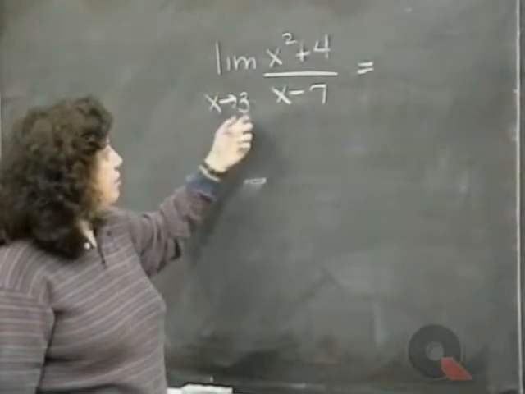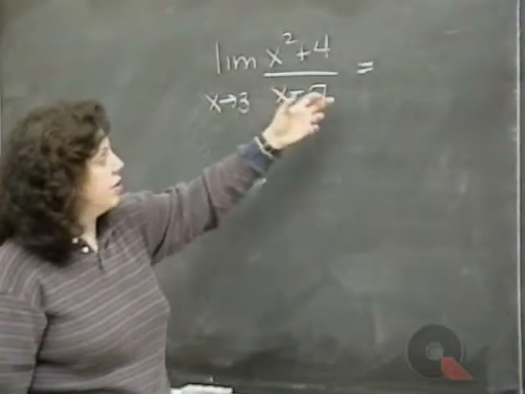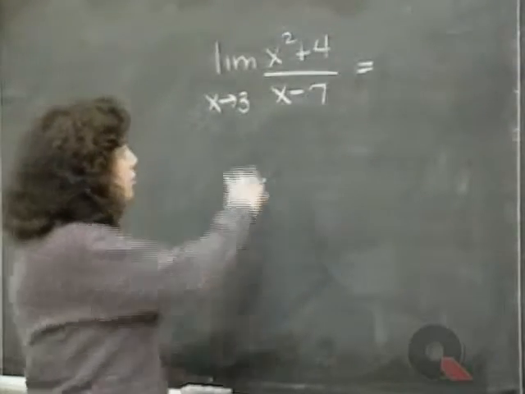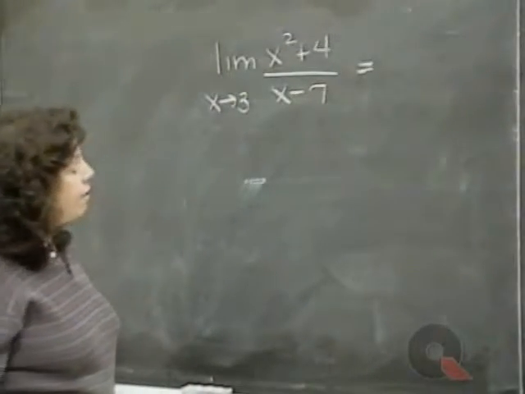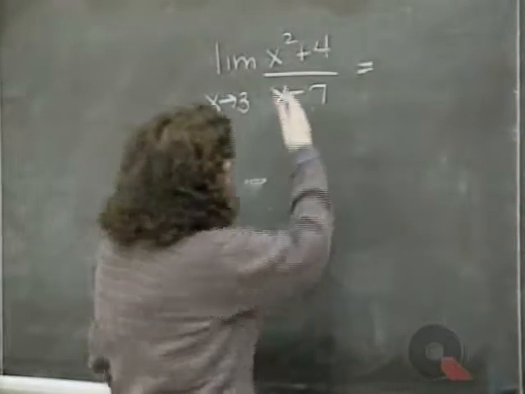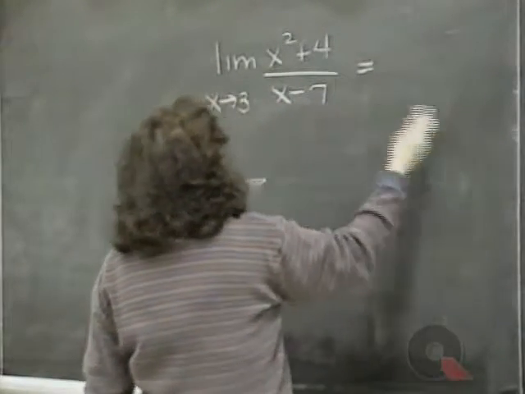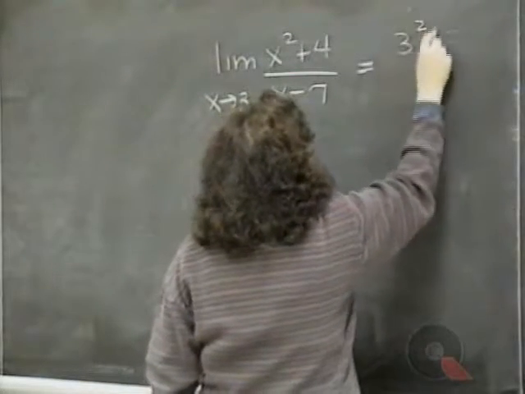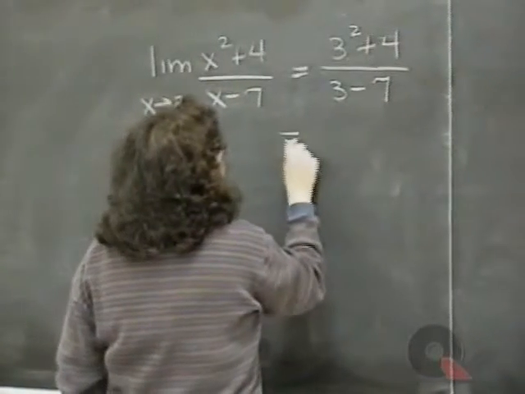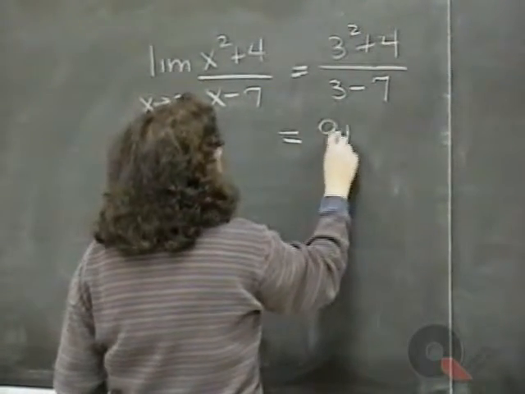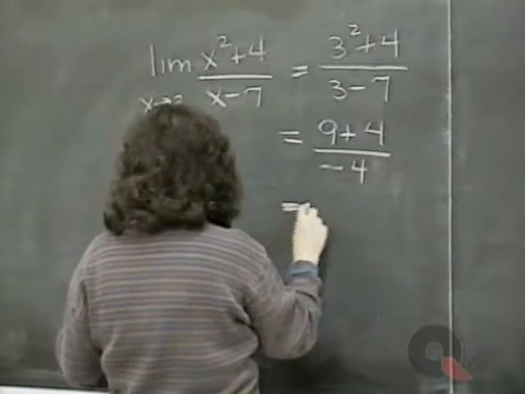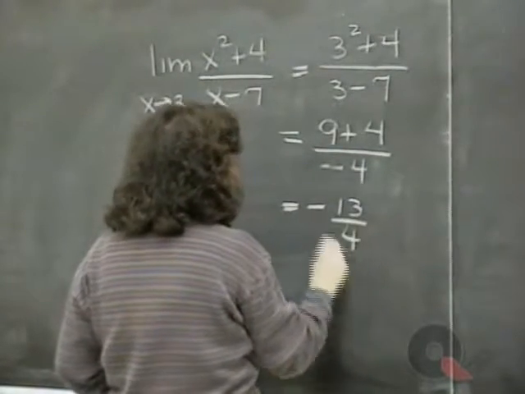So it's certainly continuous at 3, and if you want to find the limit of a function as x approaches 3, it's a continuous function, all you have to do is substitute x equals 3 in. You can find this limit by substitution because it's a continuous function. The limit of x squared plus 4 over x minus 7 as x approaches 3 is 3 squared plus 4 over 3 minus 7, or 9 plus 4 over minus 4, or minus 13 fourths.